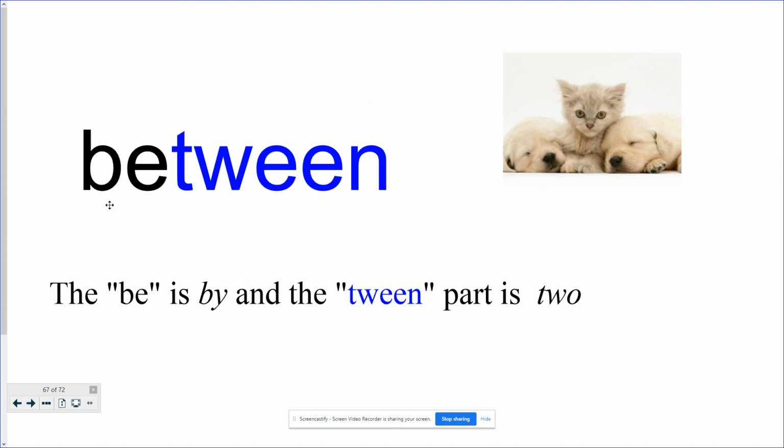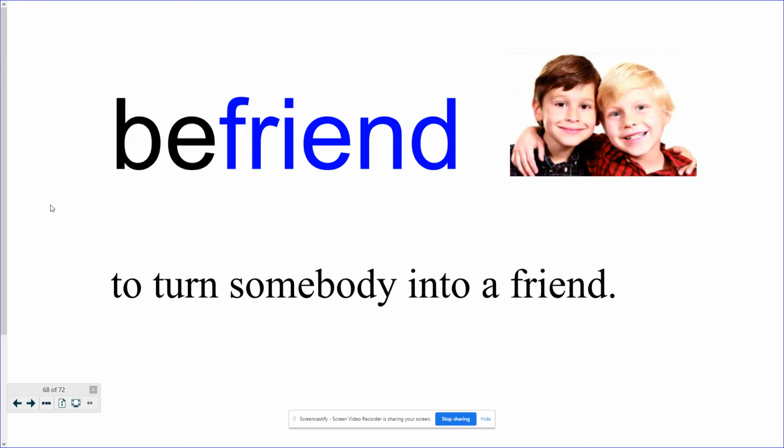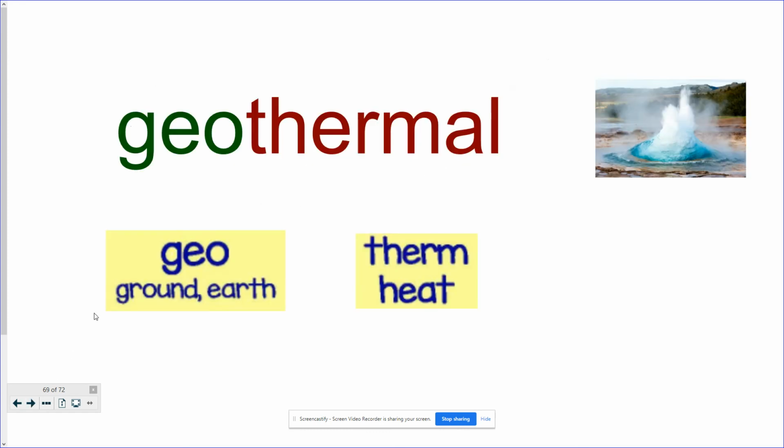Between. This one's two. Between. The B means by, the tween means two parts. So look at it right between the two parts. Befriend. Turn somebody into a friend. So this means turn in to. So friend is your root. Geothermal. Geo means earth. Thermal means heat. So this is heat coming from the earth. Geothermal.